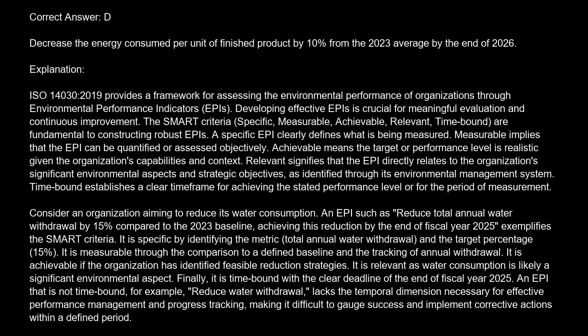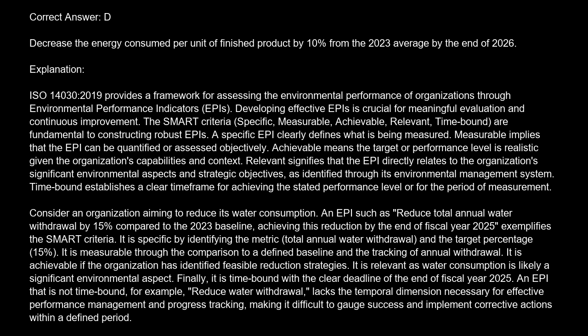The correct answer is D. Decrease the energy consumed per unit of finished product by 10% from the 2023 average by the end of 2026. Explanation: ISO 14030, 2019 provides a framework for assessing the environmental performance of organizations through environmental performance indicators, EPI. Developing effective EPIs is crucial for meaningful evaluation and continuous improvement. The SMART criteria, specific, measurable, achievable, relevant, time-bound, are fundamental to constructing robust EPIs.